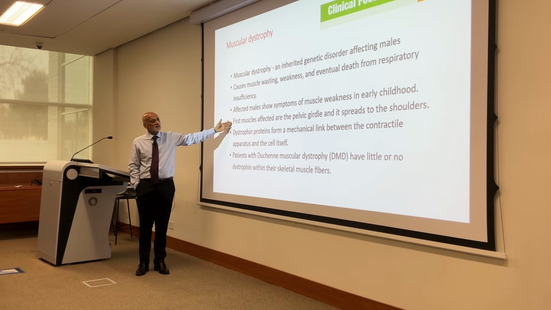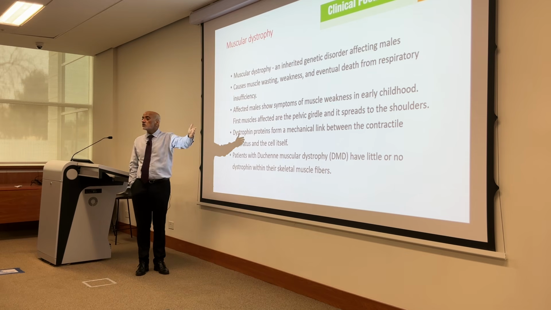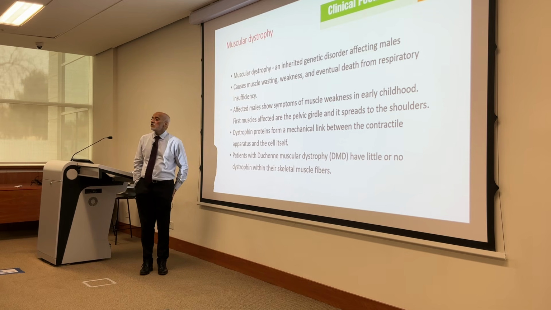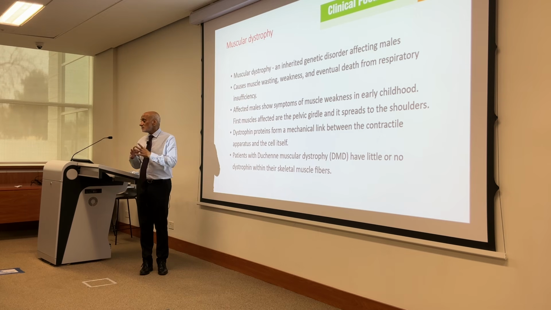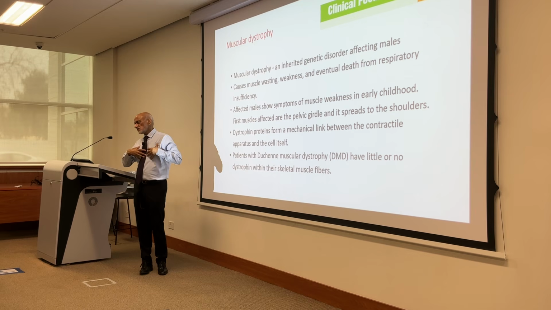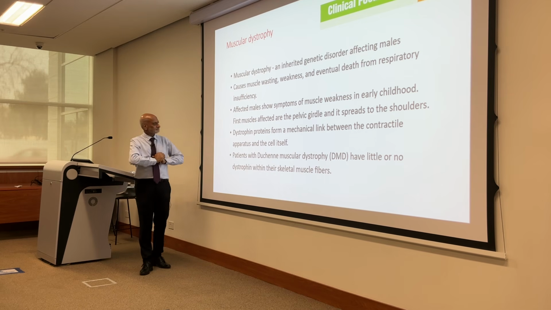Again, it affects males early in childhood. Generally, when they are born, they're okay. In early infancy, the muscles of the lower limbs will start to become weaker and weaker, and then it works its way up. By about the age of 20, 24, 28, it affects the respiratory muscles and then they die.